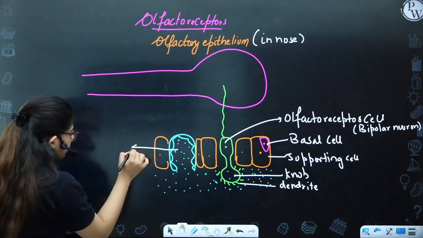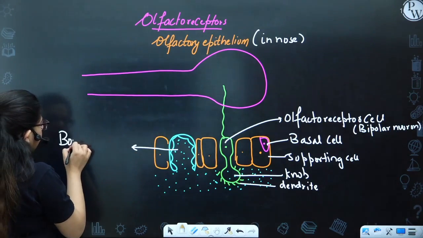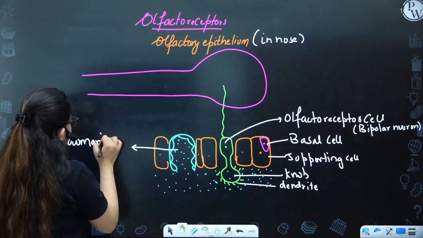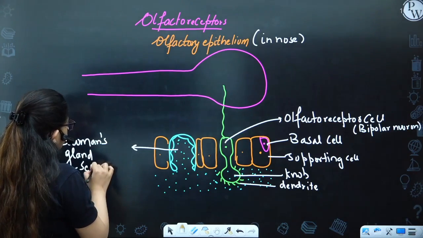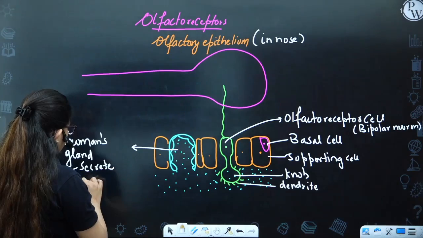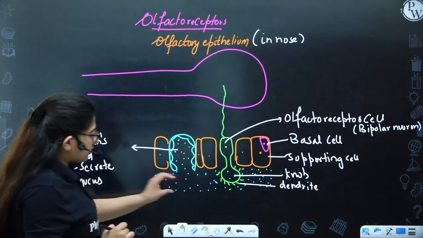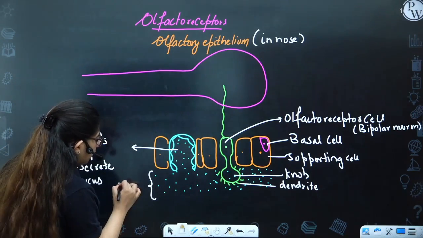And here we have this gland known as Bowman's gland. There was a Bowman's capsule, and now there is a Bowman's gland. The function of this Bowman's gland is to secrete mucus. That's why you have a lot of mucus, the entire layer of mucus in your nose.